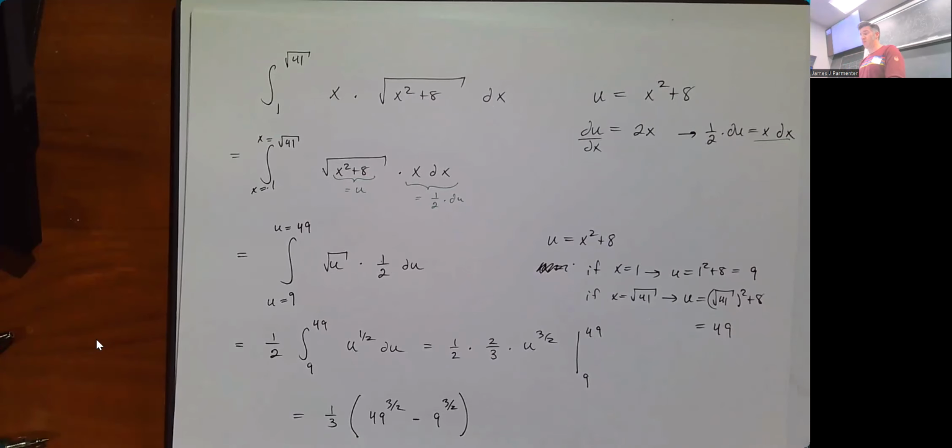But I really, really, really want to point out, I didn't go back and plug in x squared plus 8 for u, and then plug in root 41 for x and 1 for x. I just said, oh, I've already got things in terms of u, so I'm just going to stick with that. What's 9 to the 3 halves? What's 9 to the 1 half?